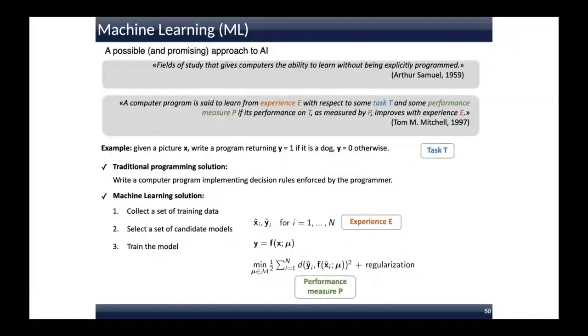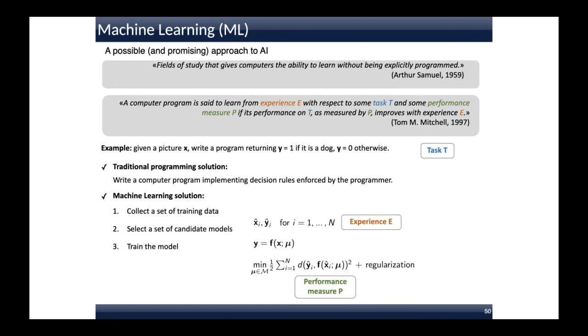So if you go back to the previous definition, this is the task. Recognize whether or not a picture is a dog. This is the task, right, in this specific example. What is experience? Experience is the training set. You have a series of pictures that you know, a priori, if it is supervised learning, whether or not they refer to a dog, right? And then you have answers. And then you have a performance measure, which is this one, right?